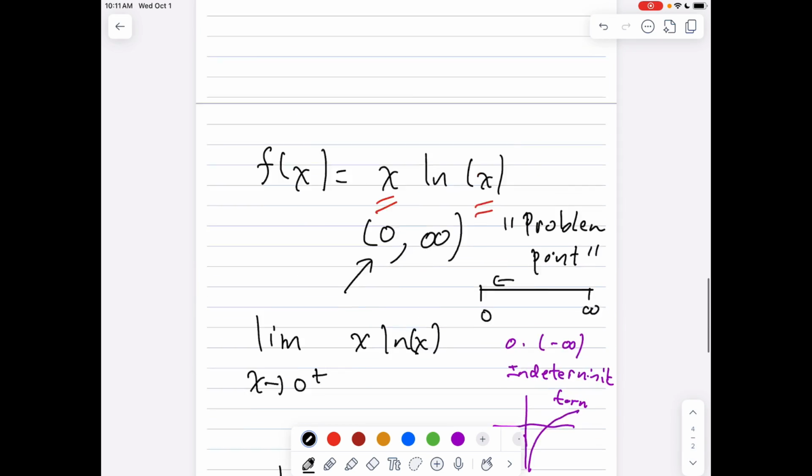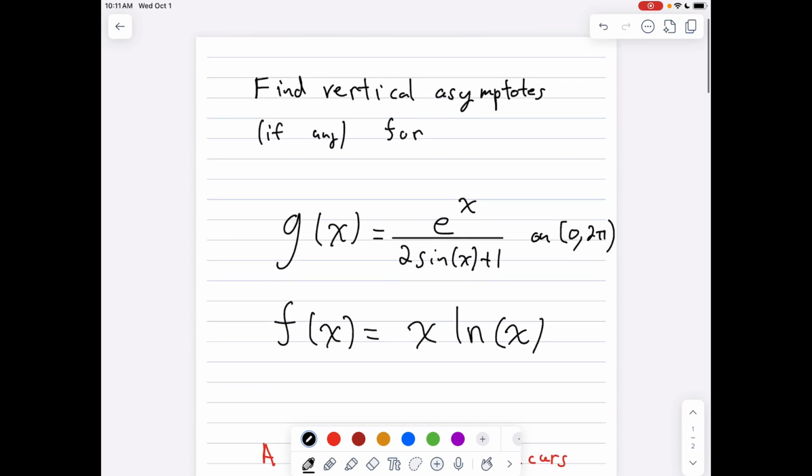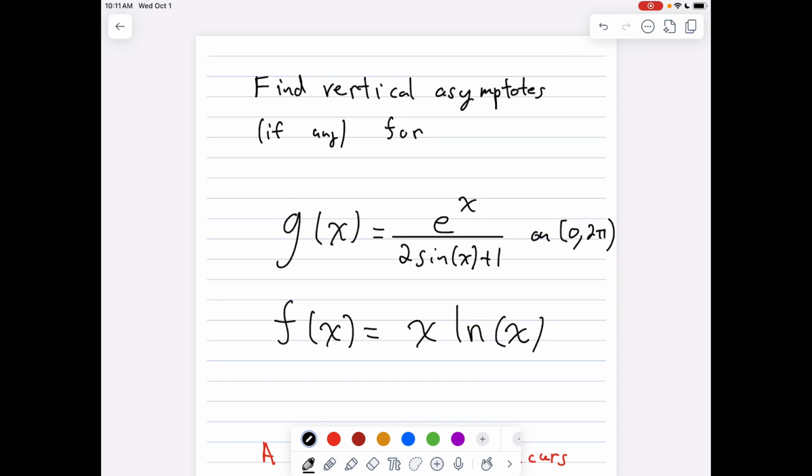But there you go. That's pretty much how you approach these types of functions that are not rational. You go ahead and you take limits as x approaches a value, and again, you look for those problem areas.